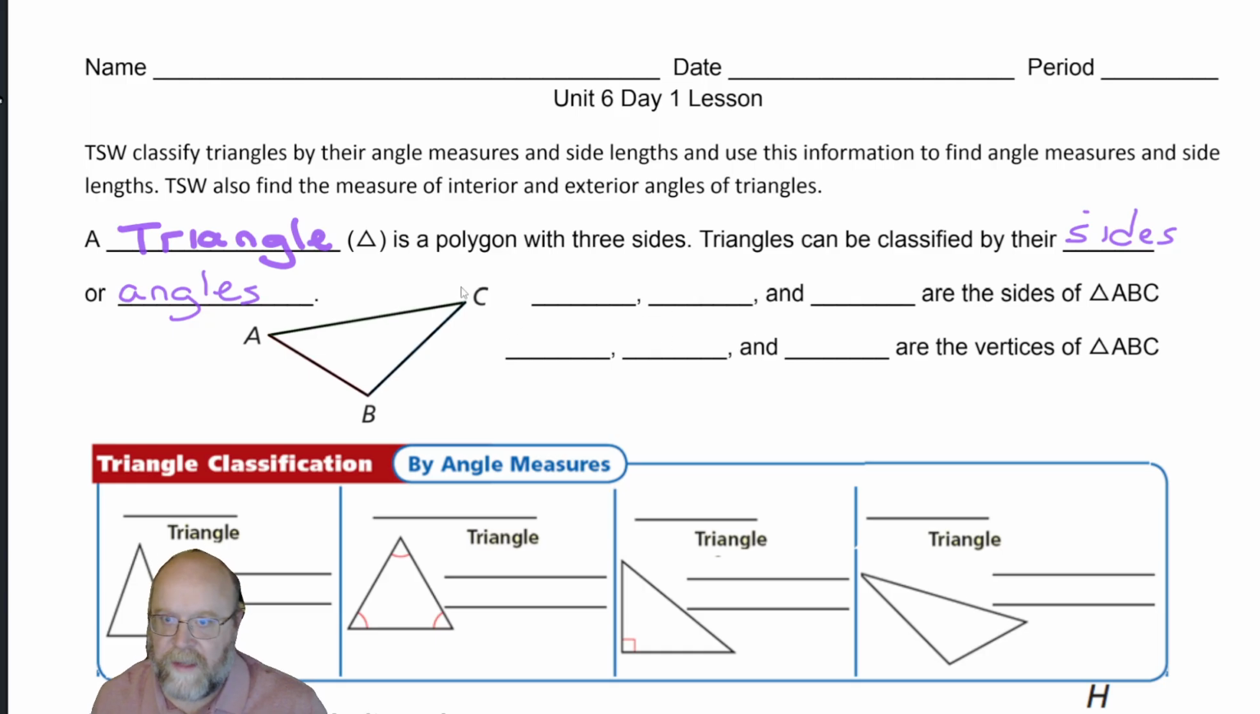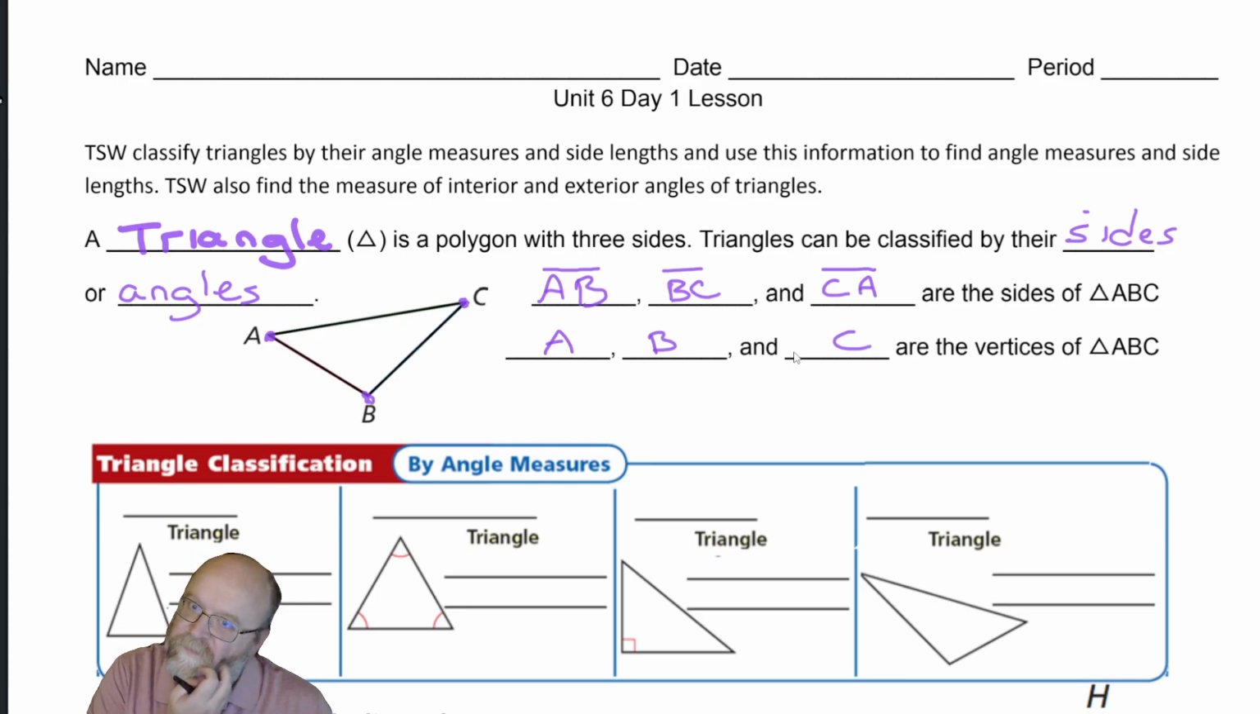Okay, so the sides are, start with AB. Now these are line segments, so we're going to name them as line segments. You got BC, and then you got CA. The vertices are basically the corners, so these little guys here. The vertices are A, B, and C.